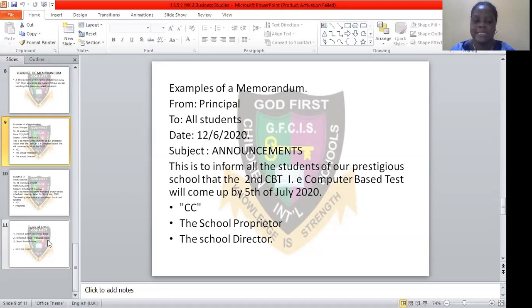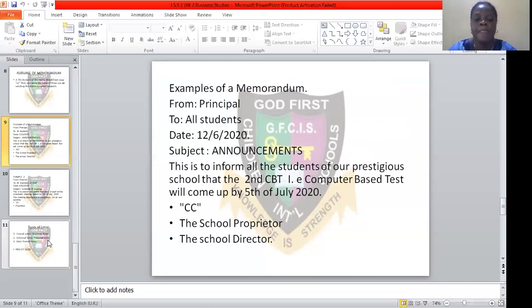The announcement for what? You will now start to read the memo: this is to inform all the students of our school that the second CBT, that is computer-based test, will come up on 5th of July 2020. That is vital information, which is an announcement that has been passed across to who? To all students. From whom? From the principal. On what date? On June 12, 2020. And what was the subject?